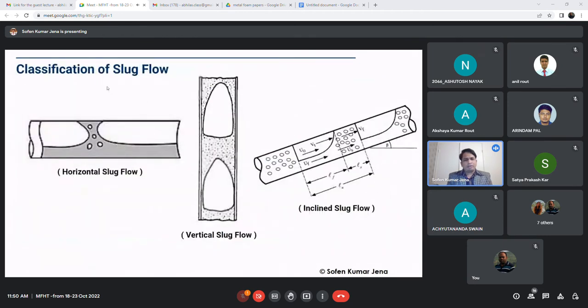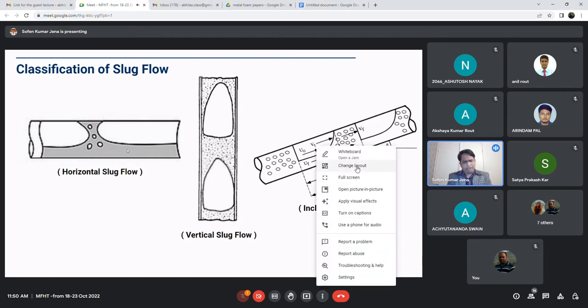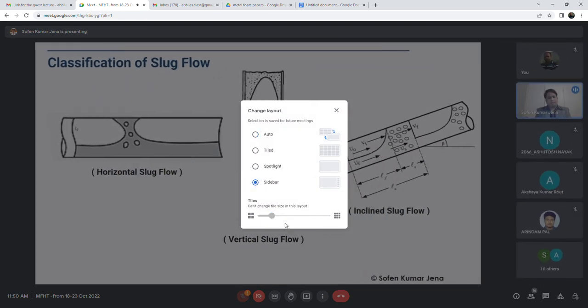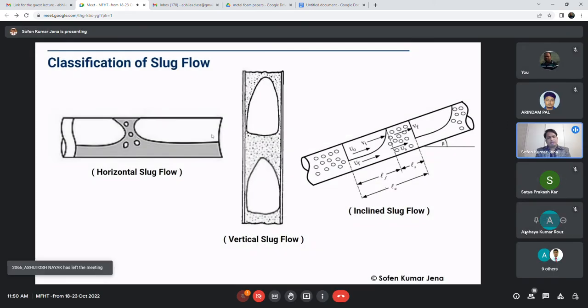Now, let's come to the classification of the slug flow. The slug flow is present in the vertical pipe flow, horizontal pipe flow, as well as the inclined pipe flow, right? In case of the vertical pipe, they are distinguished as a bullet-shaped bubble at the central line. In case of the horizontal pipe, definitely because of gravity, the dense liquid falls on the bottom side, while the lighter Taylor bubble is on the top side, right? They are moving in a bullet shape. When you have an inclined pipe, they have some different arrangement, right?